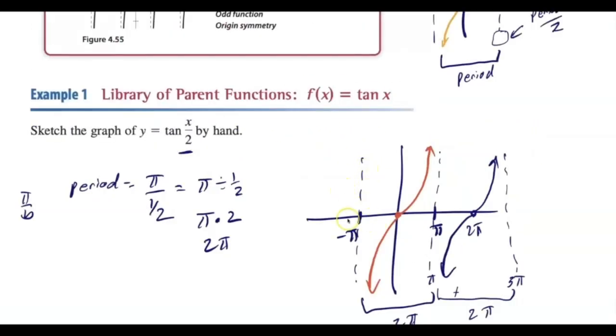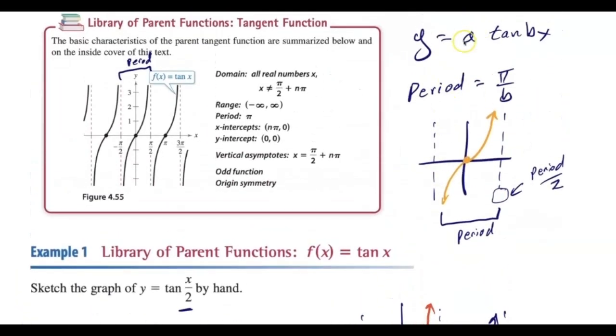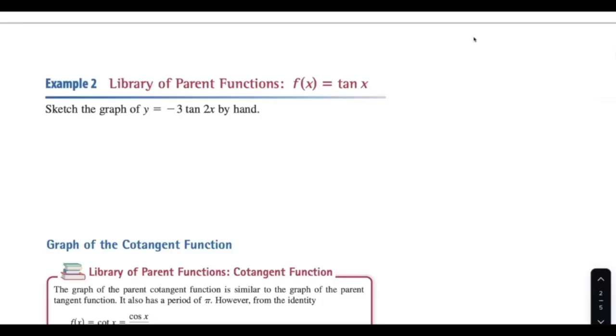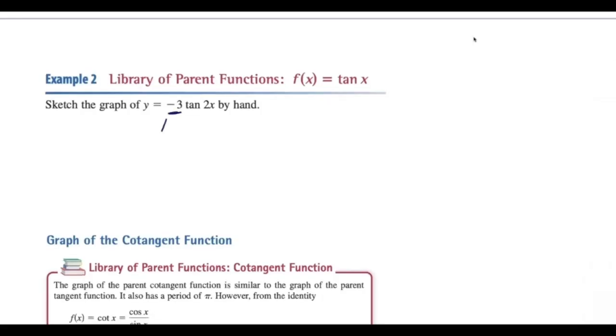Notice your domain constantly changes. There's asymptotes everywhere. But your range is negative infinity to positive infinity. Also, I was going to say there's no amplitude, but there is a vertical stretch. If there's a number in front, it's a vertical stretch or shrink. Let's do another one, tan of 2x by hand. Notice there's a vertical flip here and a vertical stretch of 3.